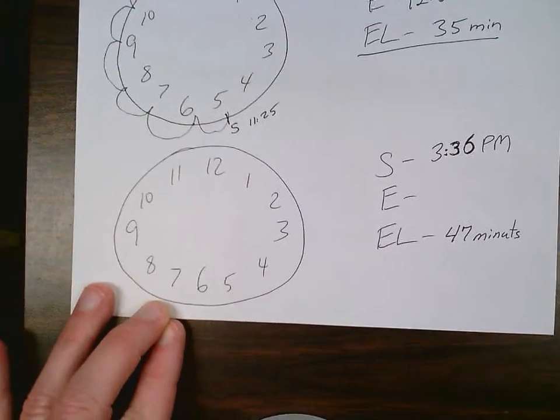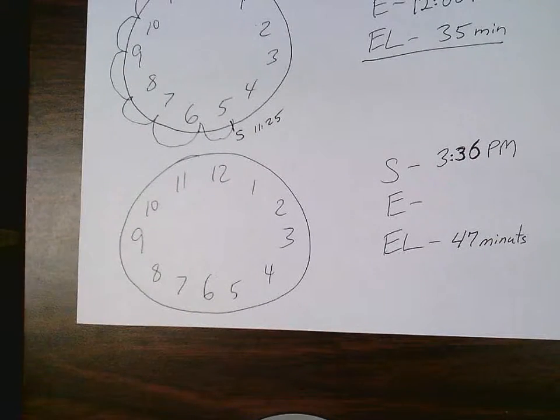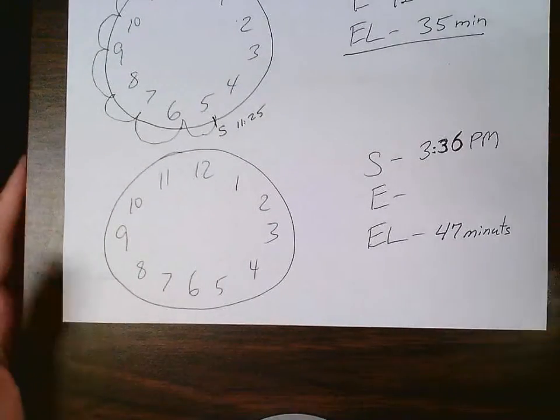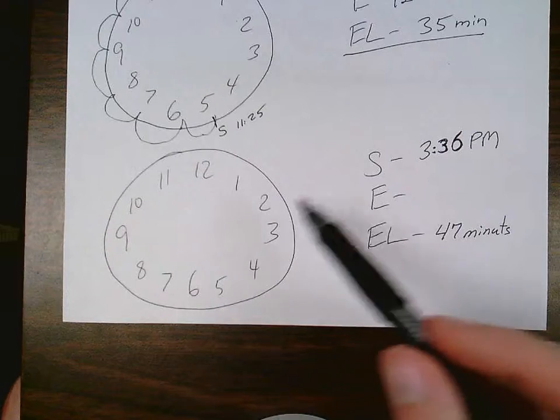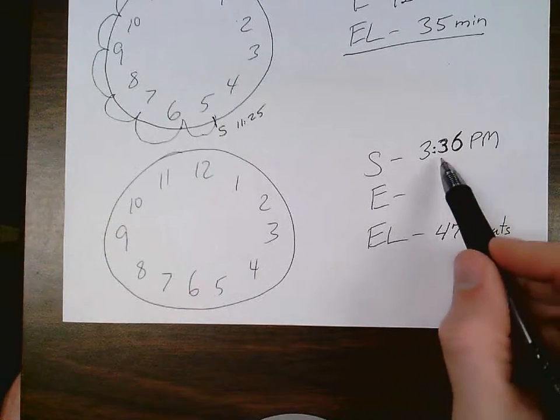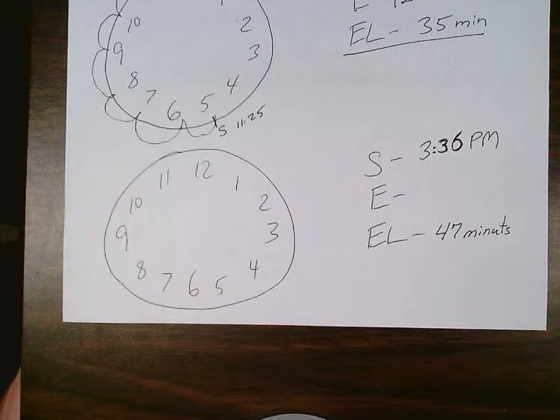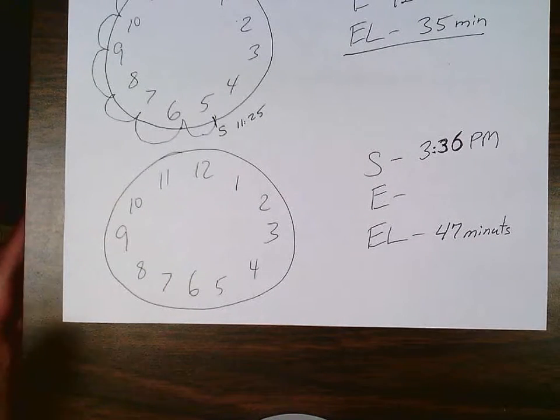And our last one here is a little bit more difficult, but we still do everything the same exact way. It's more difficult because I don't just have numbers that end in divisibles of 5. My starting time is 3:36 p.m. and my elapsed time is 47 minutes.